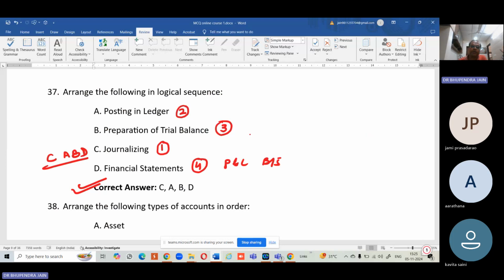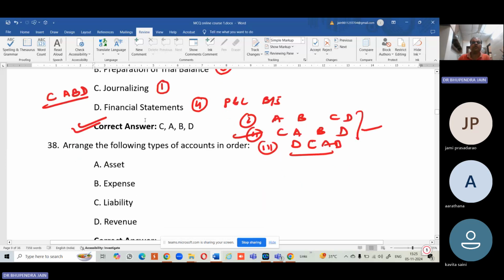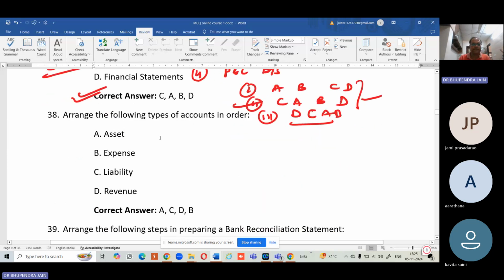ऑप्शन कैसे दिया होगा बेटा क्वेश्चन में? सपोज A, B, C, D first, second C, A, B, D. So now this is the correct answer. Third is D, C, A, B. This type of option will be given. I just forgot to give the correct option. I just write down the correct answer.